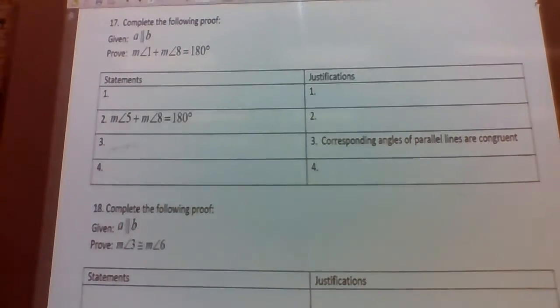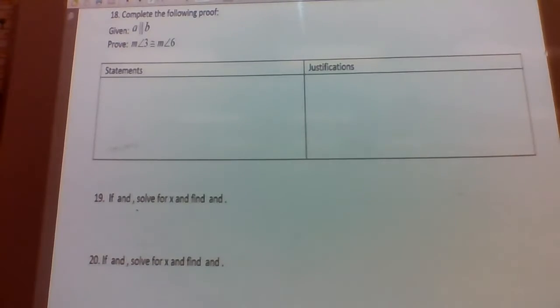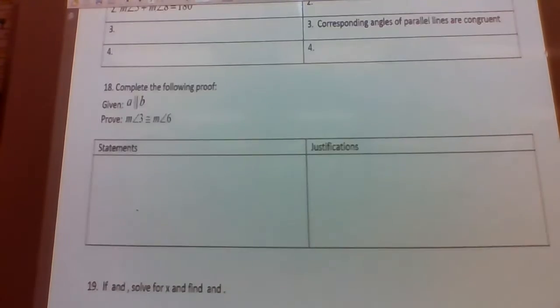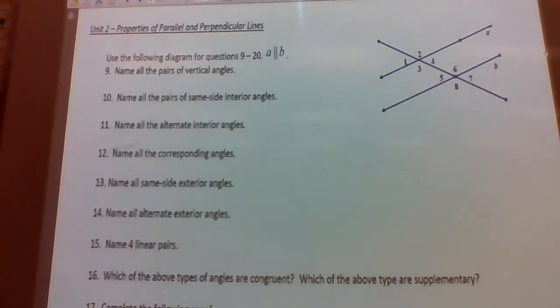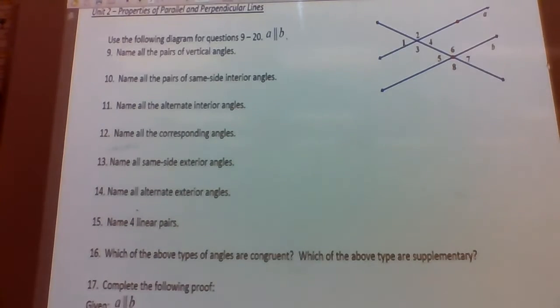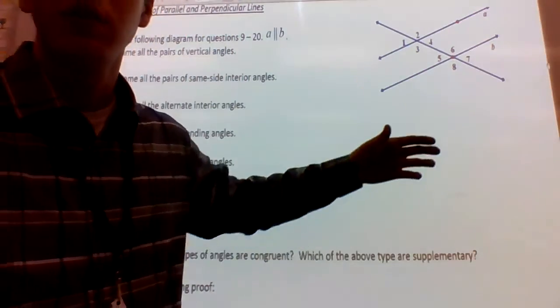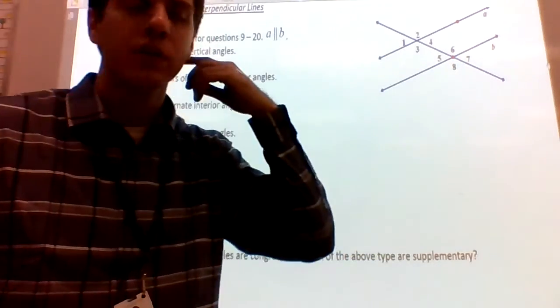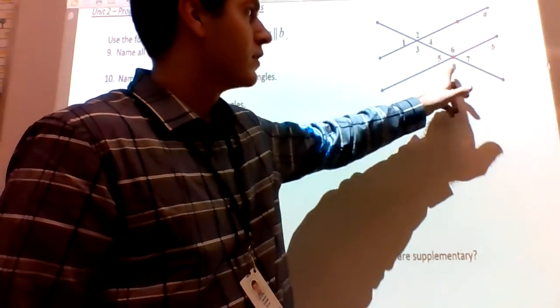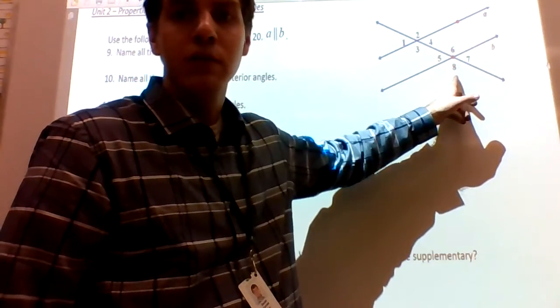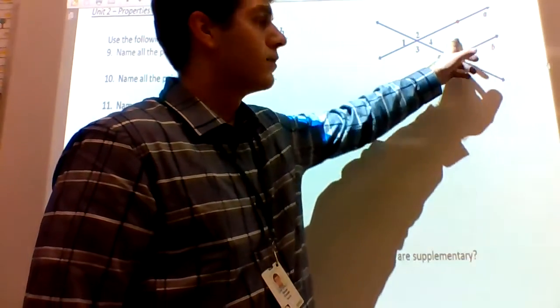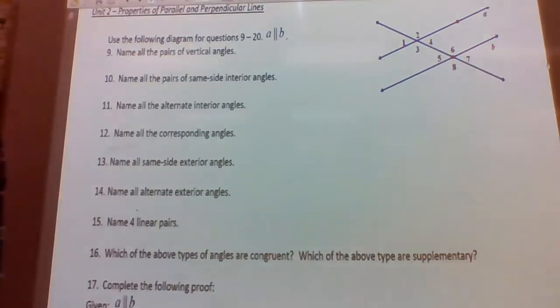Okay, number 18. Given that A and B are parallel, prove that angle 3 is congruent to angle 6. So we want to prove that angle 3 and angle 6 are congruent. We can't use alternate interior angles because that's what we're trying to prove. So we're going to have to say something like corresponding angles are congruent, and then we can do vertical angles are congruent, something of that nature.